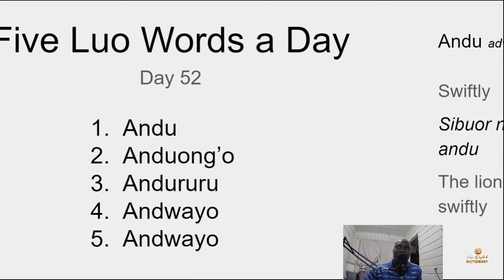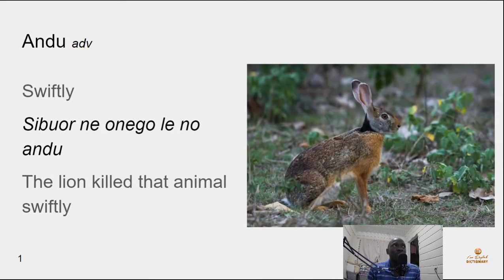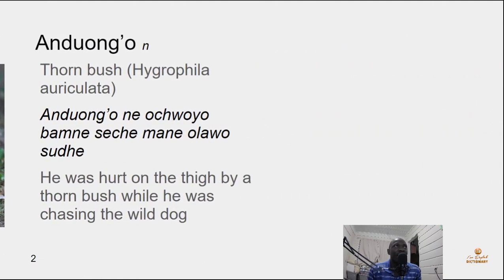Andu. Andu means swiftly. For example, in a sentence, Sibuor ne onego leno andu. So the lion killed that animal swiftly. Andu.